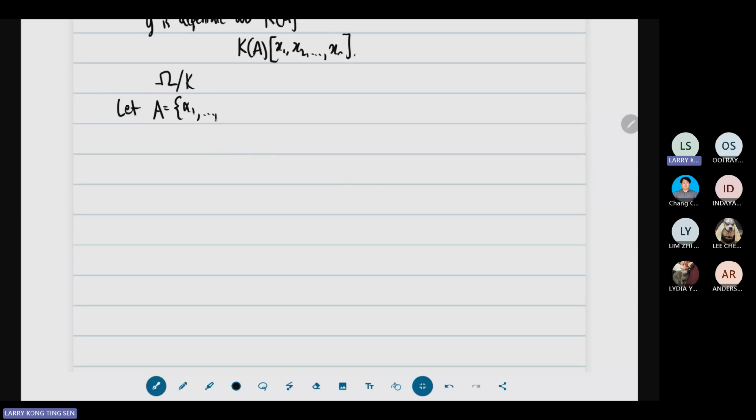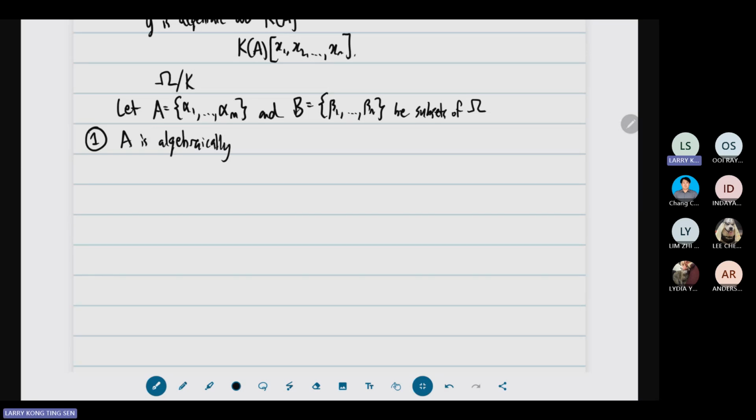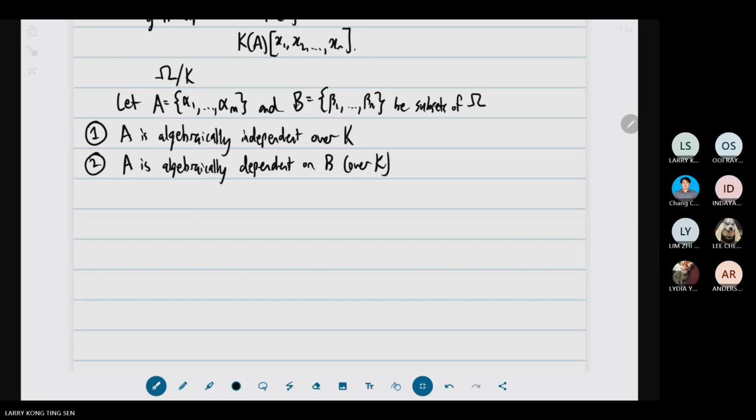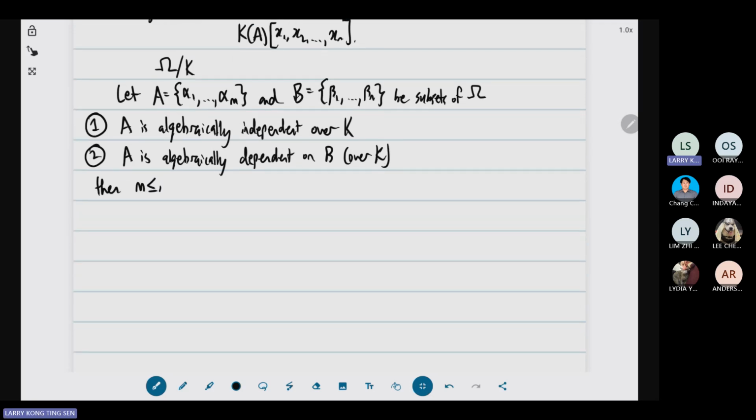and then we have two subsets, A and B. Then if we have one, A is algebraically independent over K, and two, A is algebraically dependent on B over K, then we in fact have M less than or equal to N.